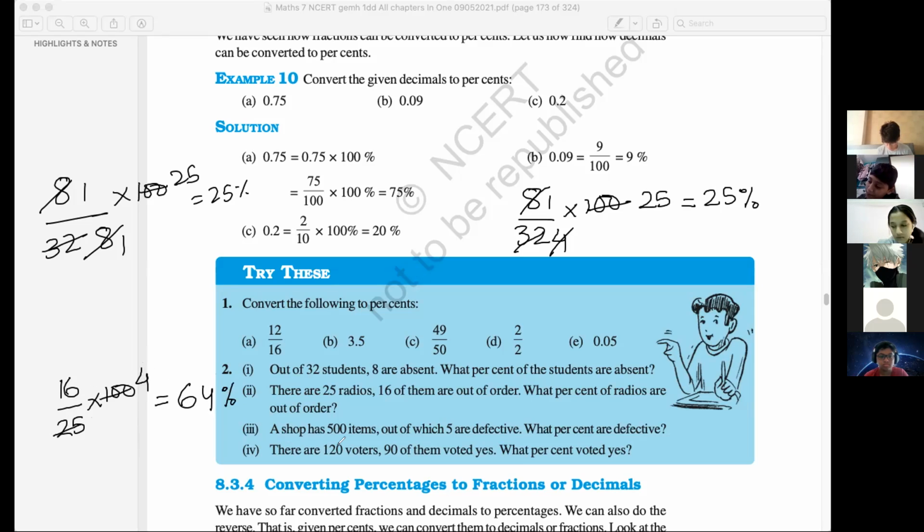A shop has 500 items, out of which 5 are defective. What percent are defective? 5 upon 500 into 100.